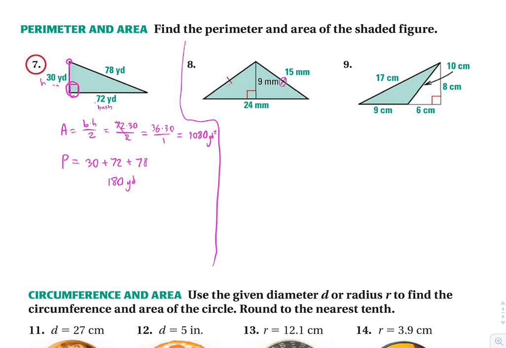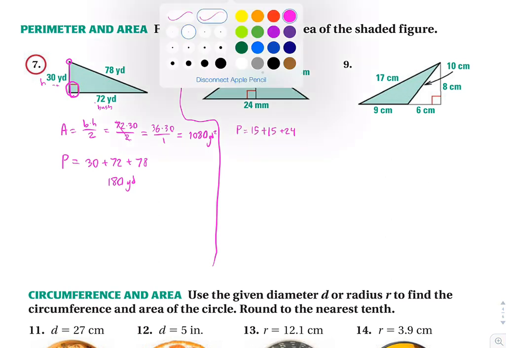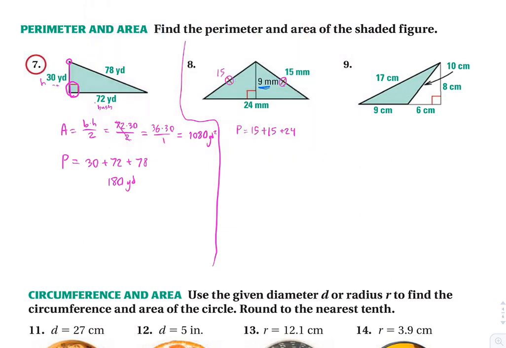Again, I see congruent, so I know this is 15. So the perimeter is an easy one. 15 plus 15 plus 24. Common mistake is people just add up every number in the picture. But this 9 millimeters is referring to an inside line, which is not counted in the perimeter. So common mistake is to somehow add that 9 or maybe not include that other 15. But for sure the perimeter is start at any corner and go all the way around the shape.